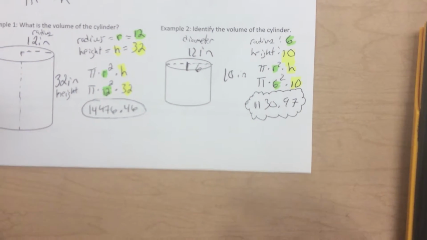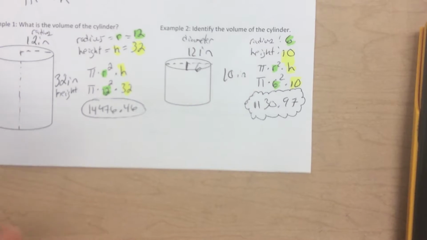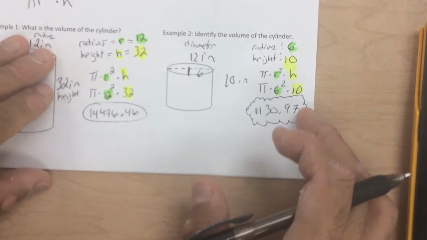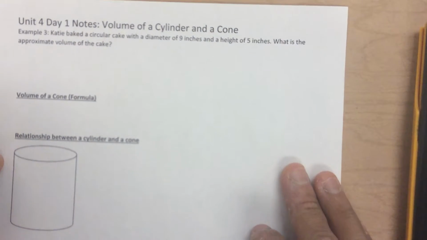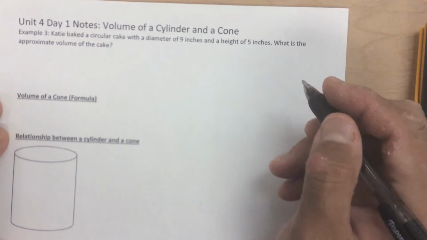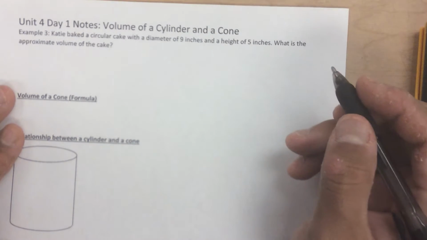Okay, and of course I didn't have to round anything because there's nothing to round. Okay, let's move on. Now it says example 3. Katie baked a circular cake with a diameter of 9 inches and a height of 5 inches. What is the approximate volume of the cake?